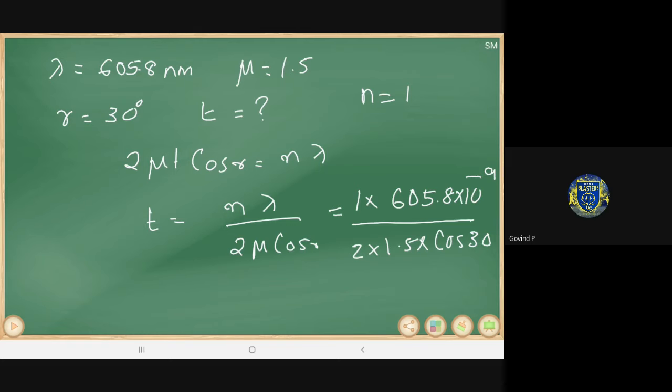Clear? Sir, 233.17 into 10 raised to minus 9. Yes, sir. That is correct.